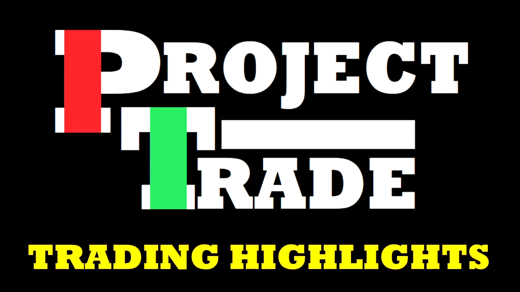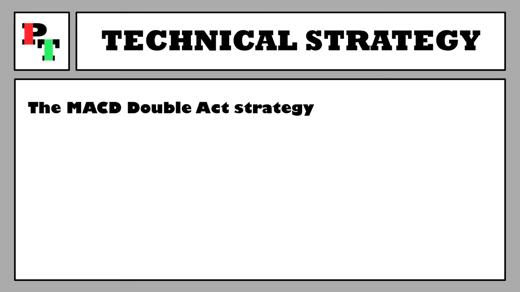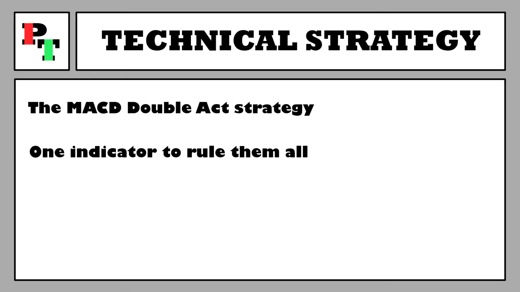All of the moments that matter from our testing of trading strategies. Today we're on a little known technical trading strategy called the MACD double act, aka the MACD duo dual strategy, aka the profit leveler. You get the picture. And the entry signals of the strategy are solidly based around one indicator. Can you guess which one? It's the moving average convergence divergence indicator. The MACD.